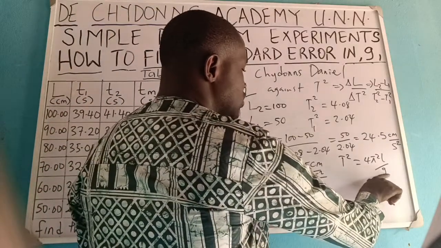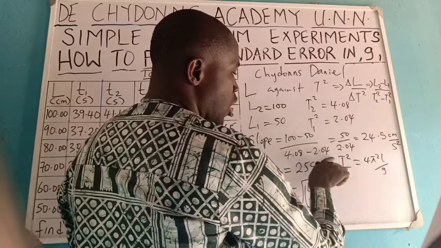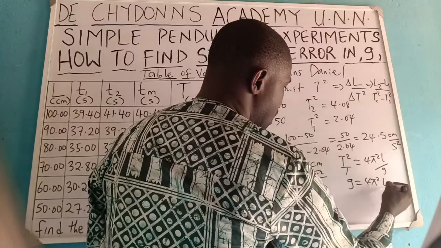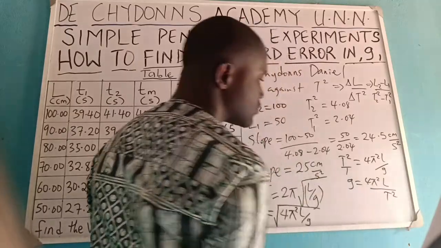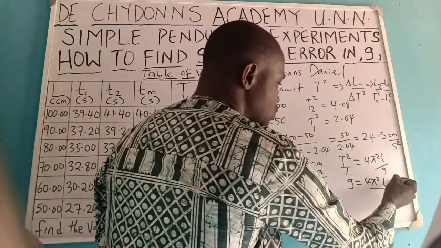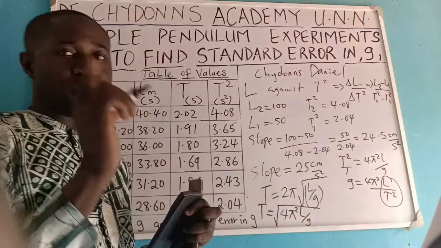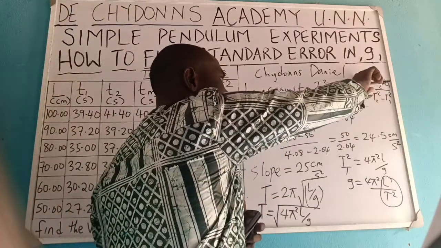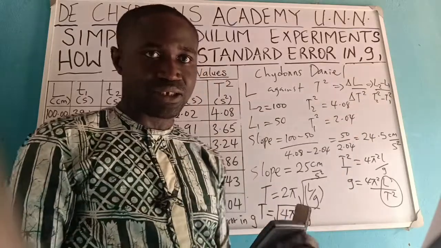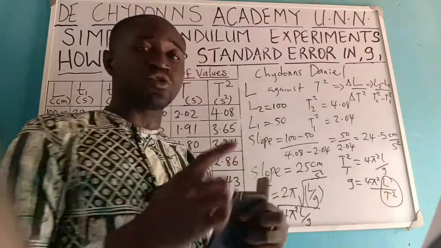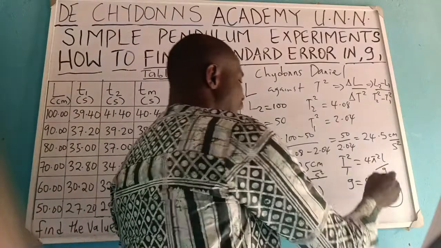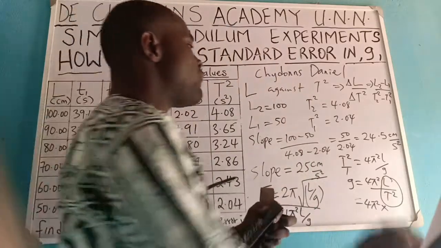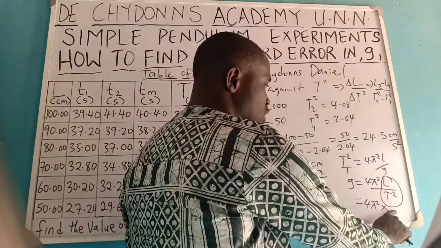Now, making G the subject of the formula, cross multiply, G will come up, T square will come down. G will be equal to 4 pi squared L over T square. What is your L over T square? L over T square is your slope. I repeat, L over T square means you plotted the graph of L against T square as noted. Are you getting it? So L over T square will automatically be your slope. And that means you say 4 pi squared times, if what you got in your slope is 24.5, times 24.5.